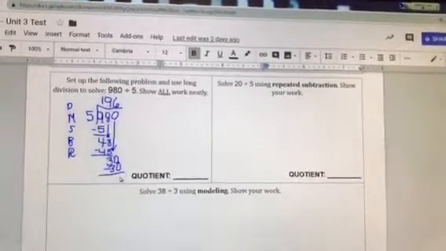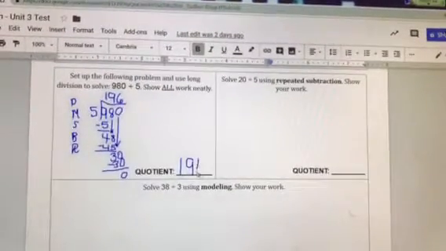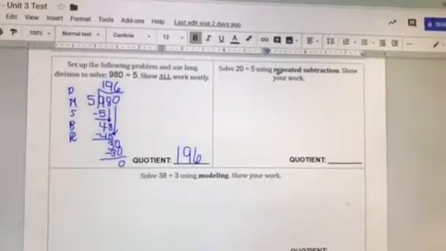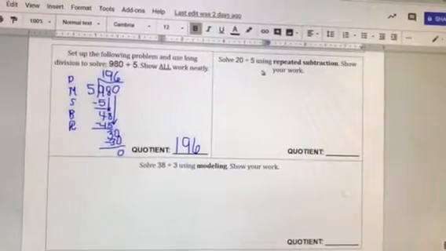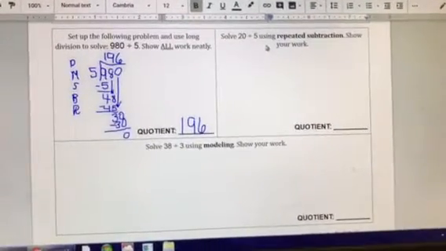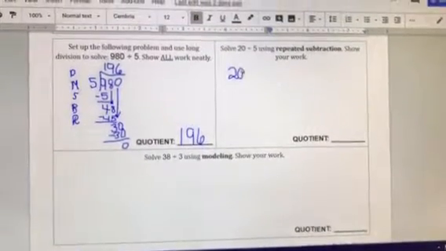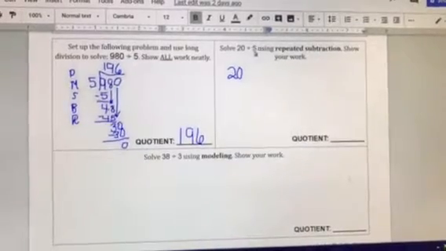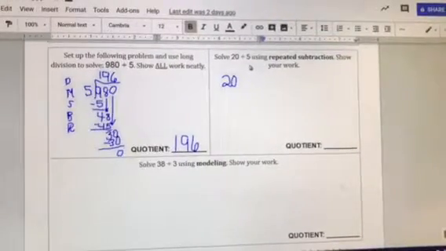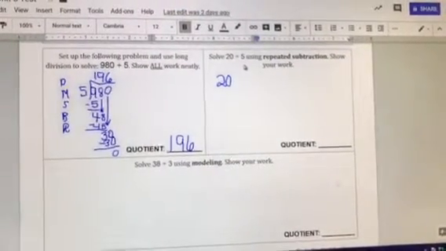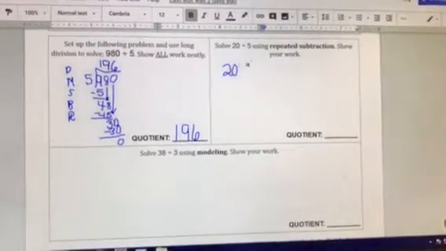When I subtract, I see there is no remainder, so that leaves my quotient for this problem as 196. For the next problem, we have 20 divided by 5, and we're using repeated subtraction. Repeated subtraction is when I take the dividend, in this case 20, and I keep subtracting the divisor over and over and over again until I reach 0. Once I've reached 0, I need to count how many times it took me to subtract to 0, and that is what our quotient is. So let's do this for 20 divided by 5.